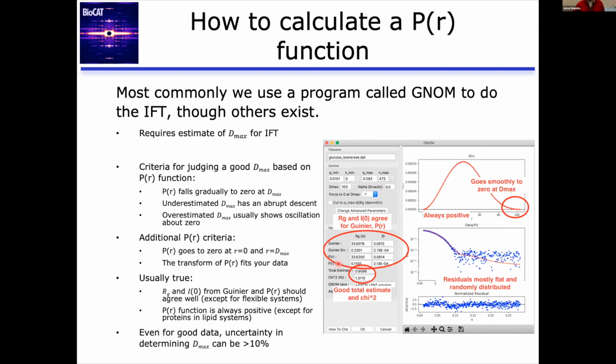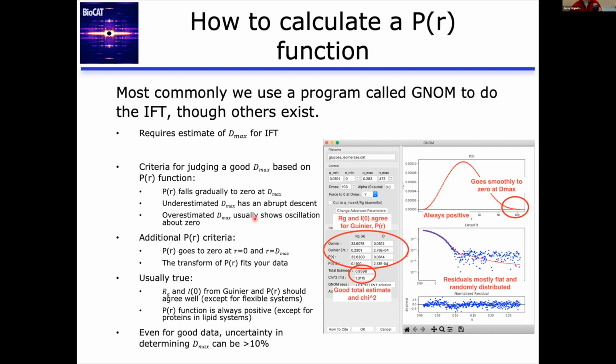Again, we'll do this in the tutorials tomorrow, but the most common way that we do this is we use a program called GNOM to do the IFT. And again, this requires this estimate of the maximum dimension. So once we've estimated the maximum dimension, we generate a P of R function. We then have to judge, have I picked a good maximum dimension for my system? Is this the right value? This is really where the key of generating the P of R function comes in: I've picked a Dmax, I've calculated the P of R function. Is this the right Dmax to have picked?